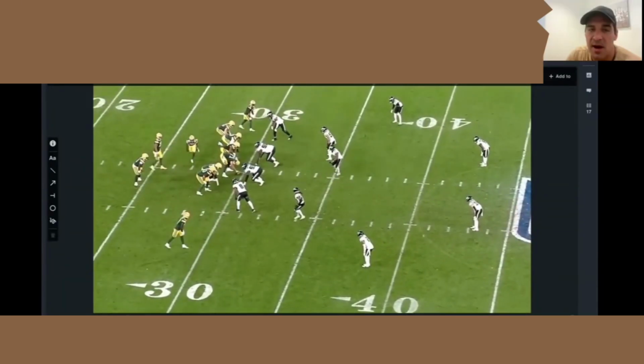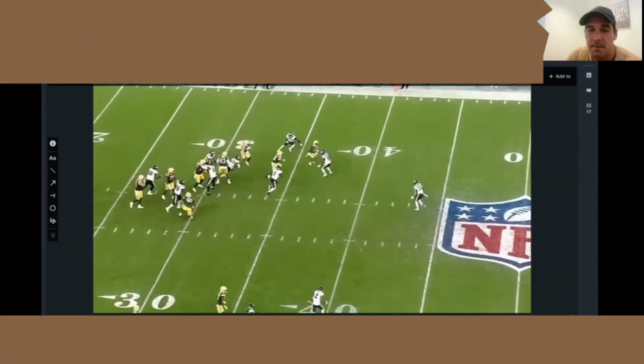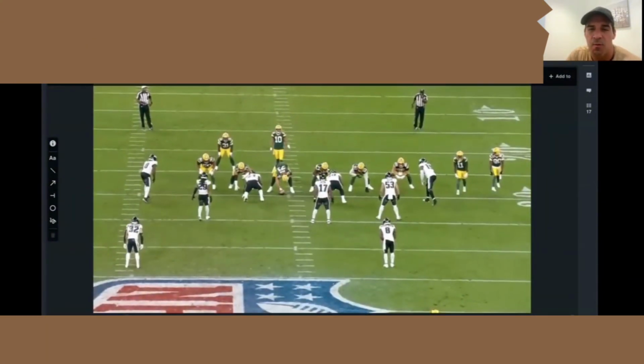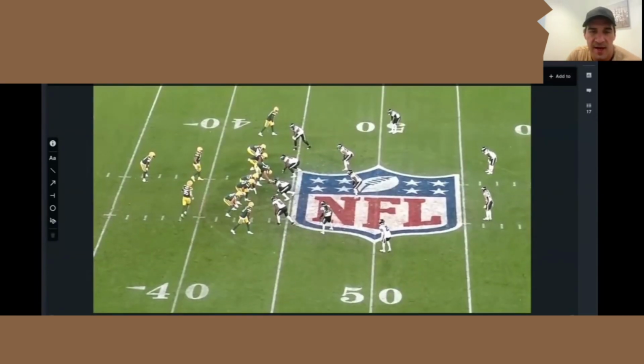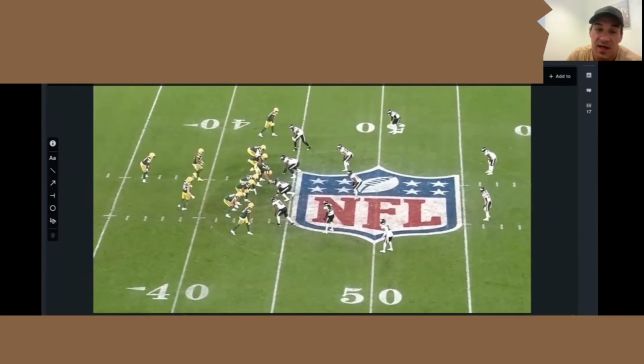Well, yeah. I mean, you could count that. Yeah, no, you're exactly right. That's exactly what it is. So to me, this is 1 back power because it's to the 3 technique. Is it? I think it is. Yeah. 1 back power.